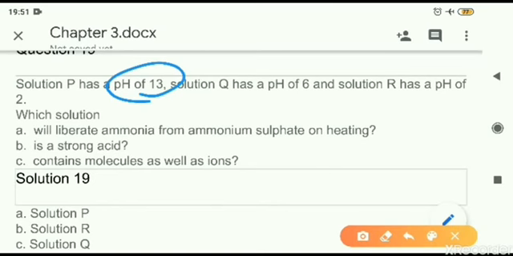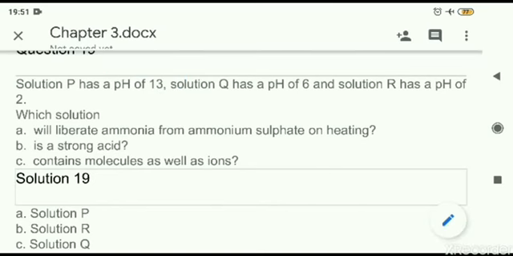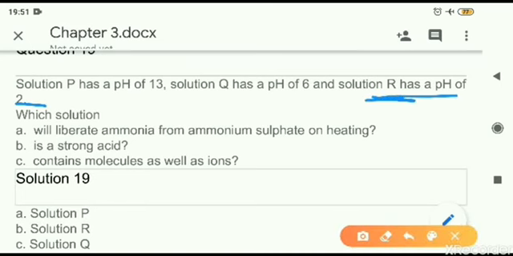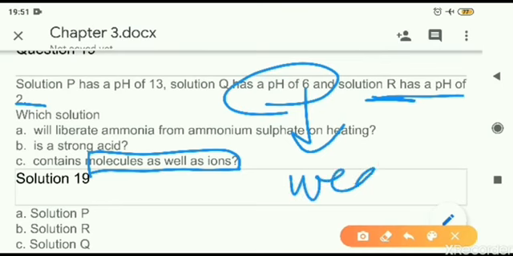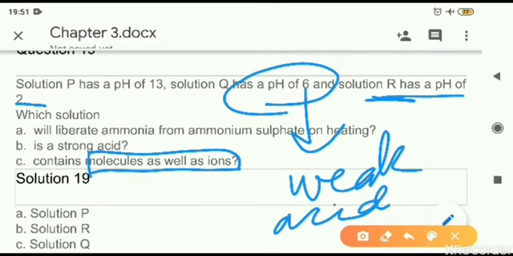The second one, the B part, asks about a strong acid. Out of these three, a strong acid should have a value closer to 0. The value 2 is for solution R. It has pH 2, so it has a very low pH. That is why it is a strong acid. The last one, they are asking about the substance which contains molecules as well as ions. Generally they are asking about a less ionic substance, which can be a weak acid. Weak acid means having pH close to 7. So solution Q having pH 6 is a weak acid. That is why it can have molecules as well as ions. So we can answer here solution Q.